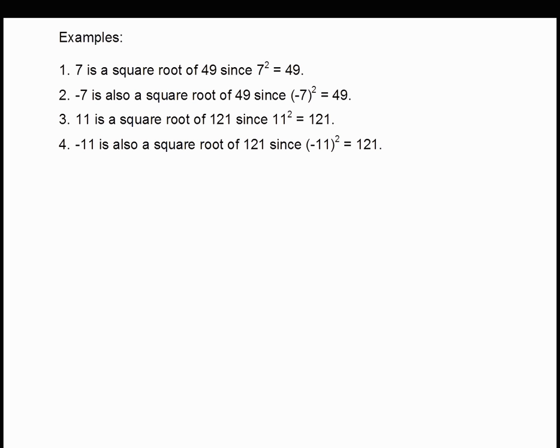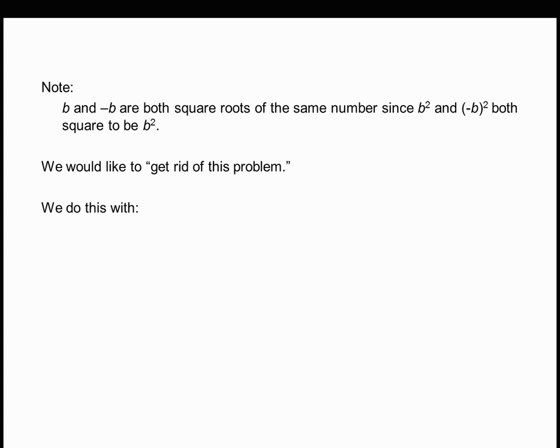Notice this will always happen, that you'll have a positive one and a negative one, except for one case, and that's 0. 0 squared is 0, and minus 0, there's really no such thing. 0 is neither positive nor negative. Note, b and negative b are both square roots of the same number, since b squared and negative b squared both become b squared. We want to get rid of this problem.